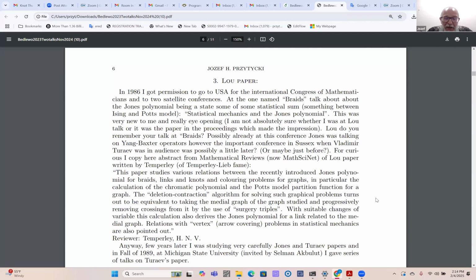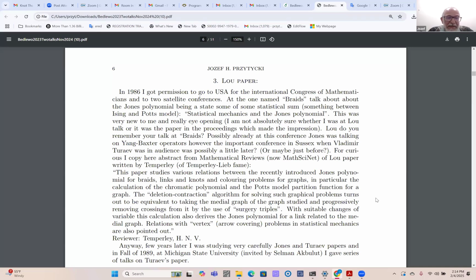And in fact, a few years later, I was even giving talks about this paper at Michigan State, I think. So here I copied from Mathematical Reviews, MathSciNet now, the review of this Lou Kauffman paper, and maybe as a tribute to Lou, I will read this again, written by Temperley. This is the Temperley of Temperley-Lieb fame.